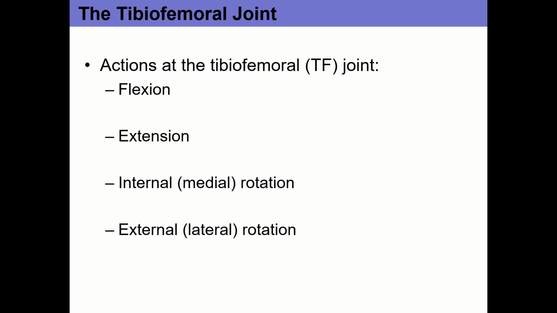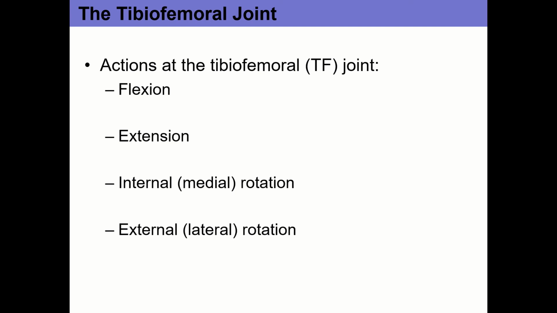All right, so actions of the tibiofemoral or the knee joint. The primary joint of the knee is a hinge, and that's the tibiofemoral joint. At the hinge joint of the knee, there are four motions. There are flexion and extension. Flexing your knee is bending it, obviously. Extending your knee is straightening it.